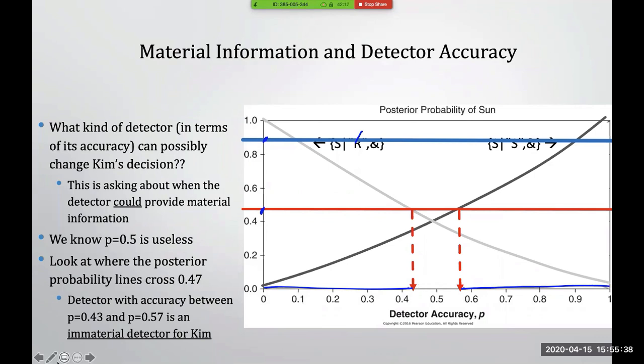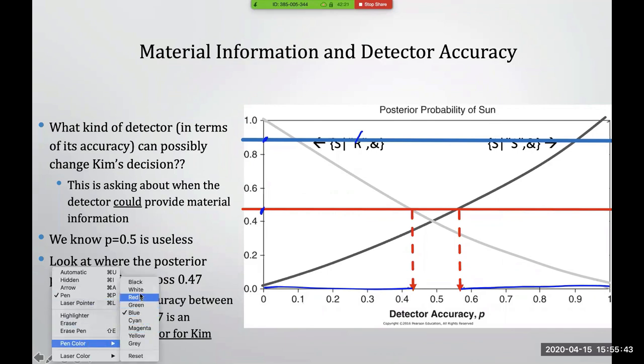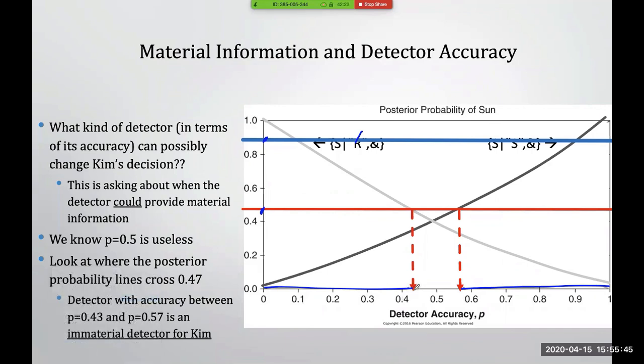Any accuracy in this range, Kim will never change her decision, no matter if it's a rainy day message or a sunny day message. Okay, immaterial information over here, material information. Okay, so this is the end.